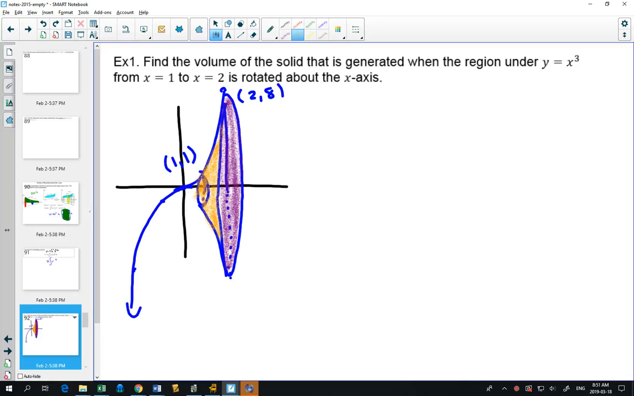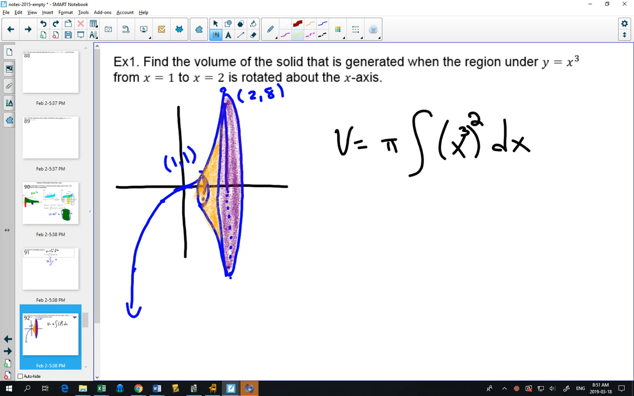So now what's the volume of that shape? Well, we can find our volume, right? Our volume is going to be pi times our function, which is x cubed squared dx. So all of the radiuses of those circles that we're going to get are from the equation x cubed, and your formula for a circle is pi r squared, and adding up all of those circles from 1 to 2 will get you the volume.